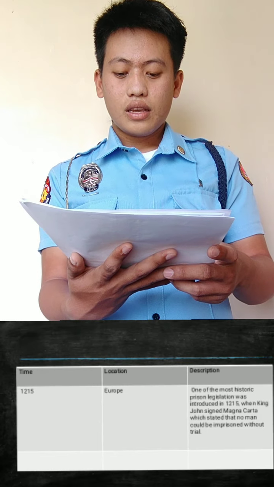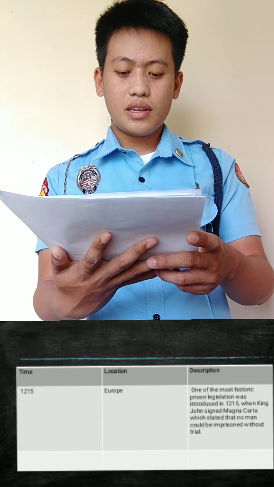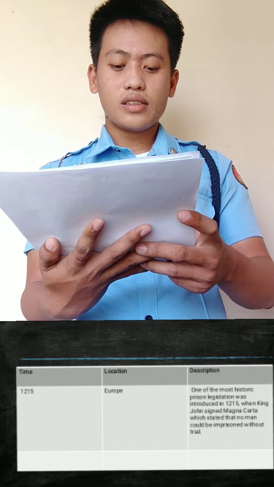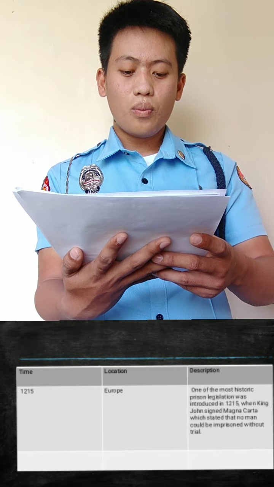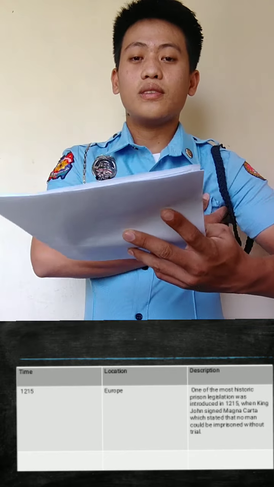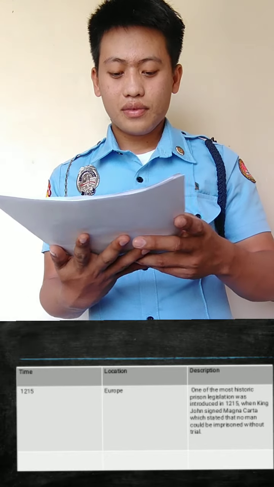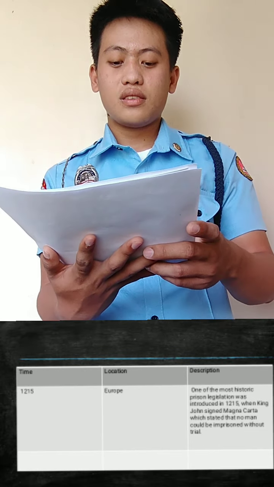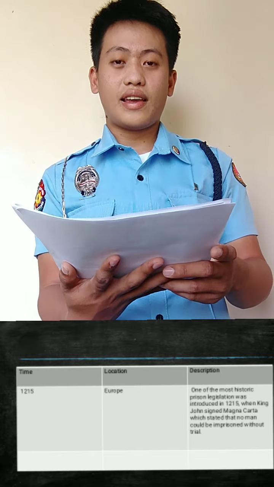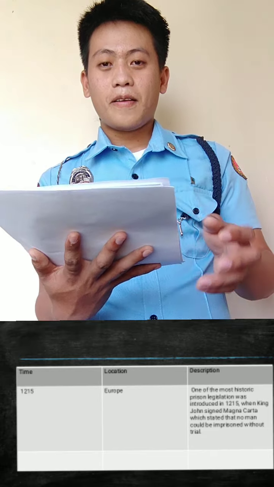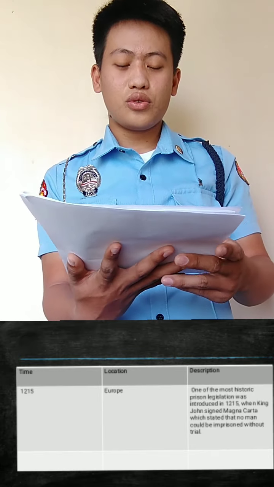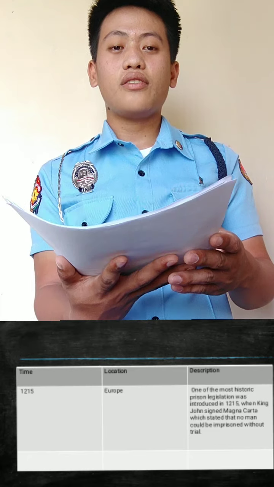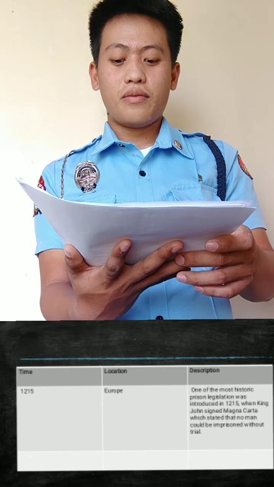In 1215, in Europe, one of the most historic prison legislations was introduced when King John signed the Magna Carta, which stated that no man could be imprisoned without trial. The main idea of the Magna Carta is that no man could be imprisoned without trial. As we do now, we have a justice system to prove whether a person is guilty of criminal behavior.